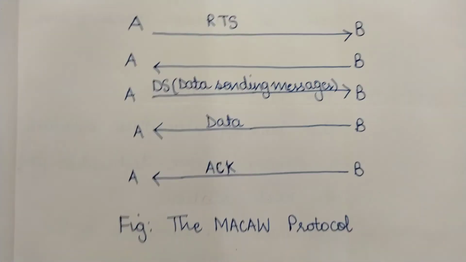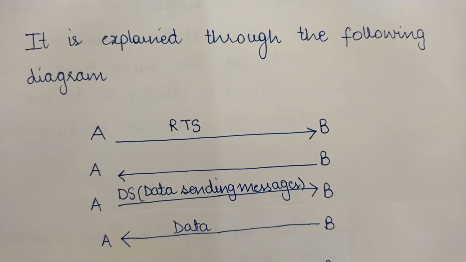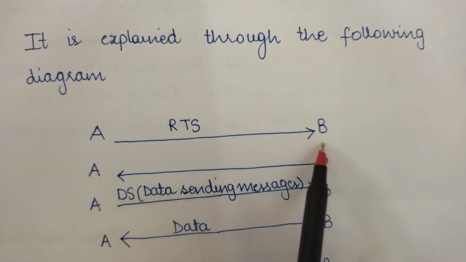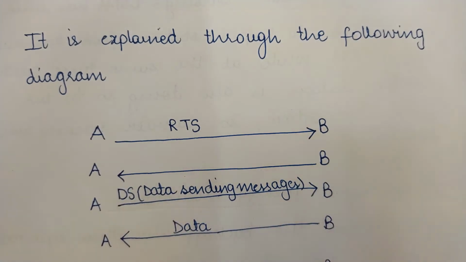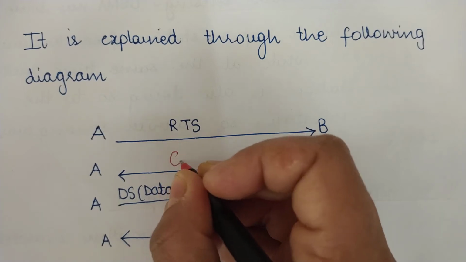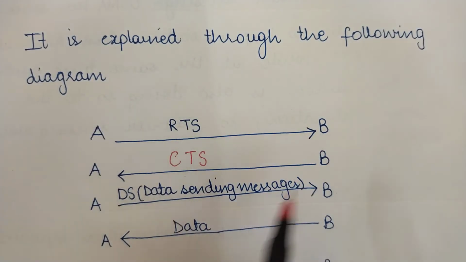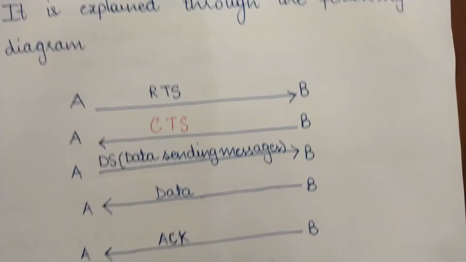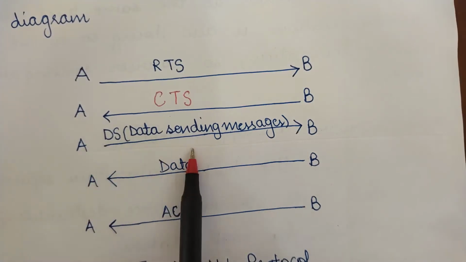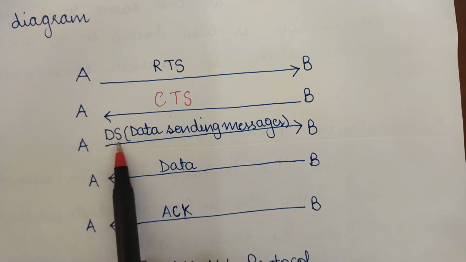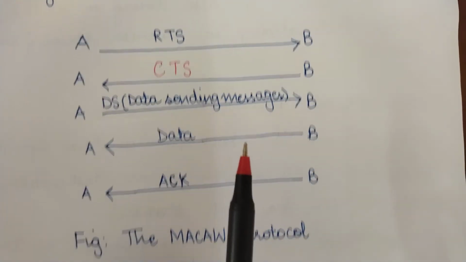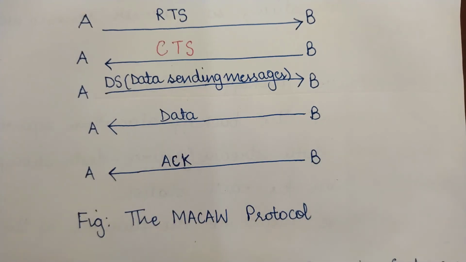So, here we will explain this through a diagram. A sends an RTS to B and B sends a CTS to A. Then A sends a data sending message to B. DS stands for data sending message, that it is about to send the data. Then A sends the data to B. Then B sends the acknowledgement to A, right?